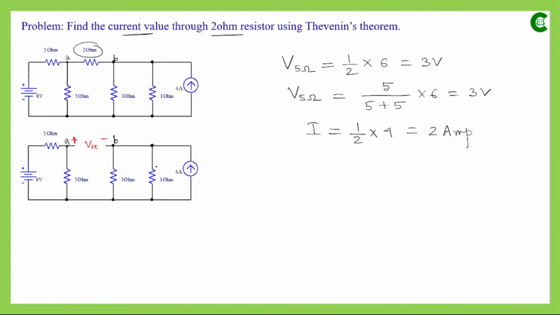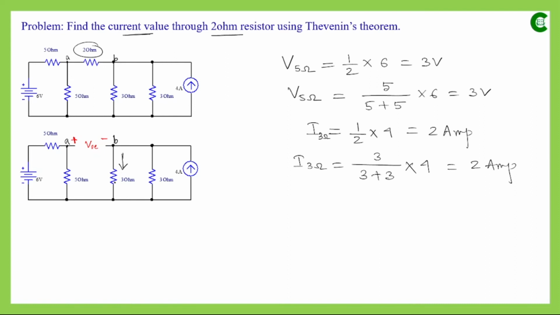And if we go by the current division rule at this point, that also gives us the same result. So it will be the opposite resistance, this 3 ohm, divided by the summation of both the resistances, 3 plus 3, and then the main current value which is 4. So this will give you half, so it will be 2 ampere. So 2 ampere current is flowing through this resistor, and that is flowing in this direction.